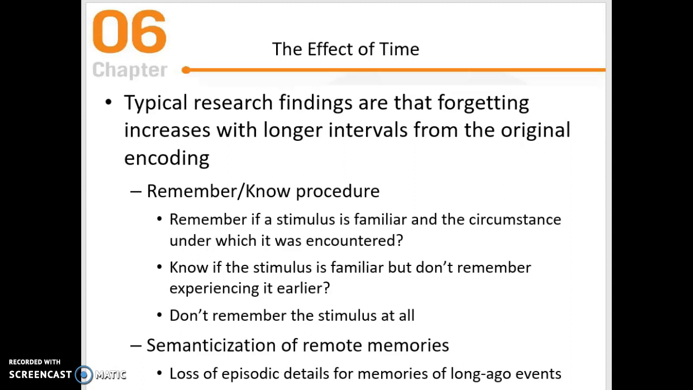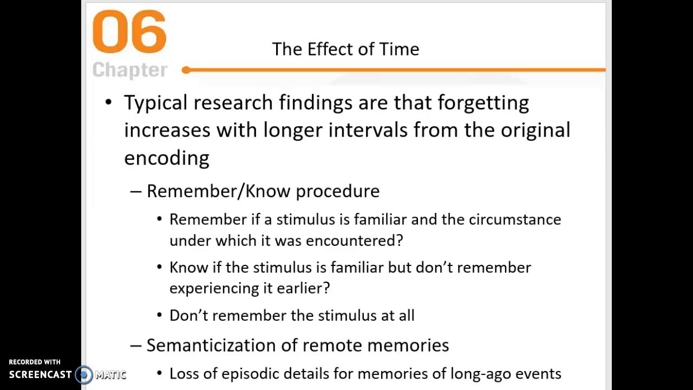event when it occurred. And so there are three different types of responses here. There is: the stimulus is familiar and I remember exactly what happened and when it happened. I know that the stimulus is familiar, but I don't remember experiencing it before. Or I don't remember the stimulus at all.